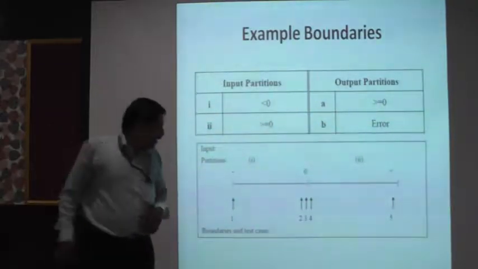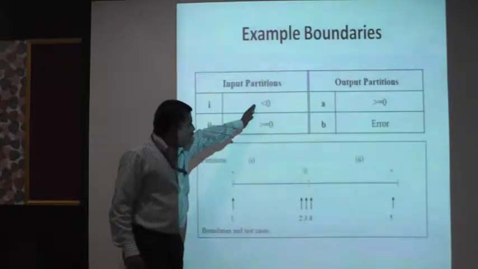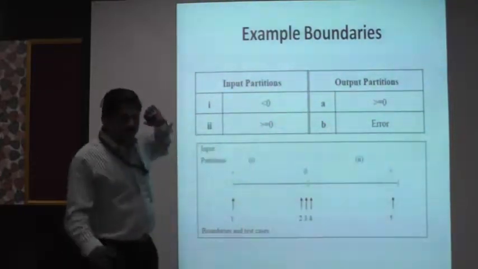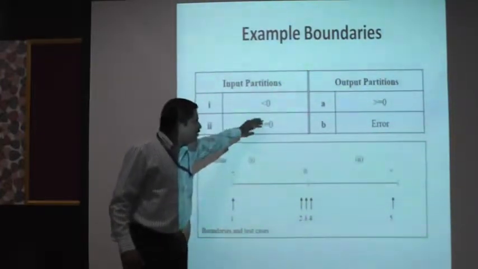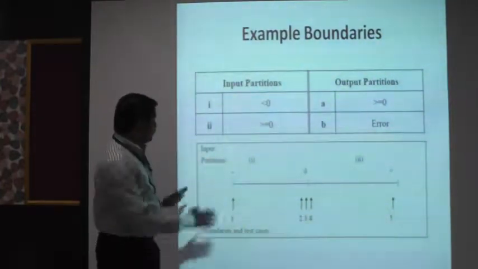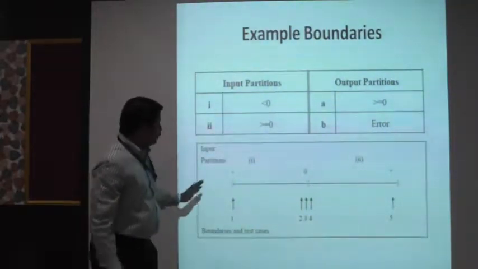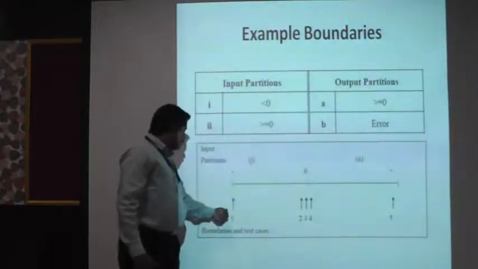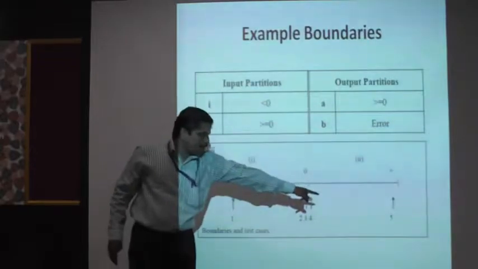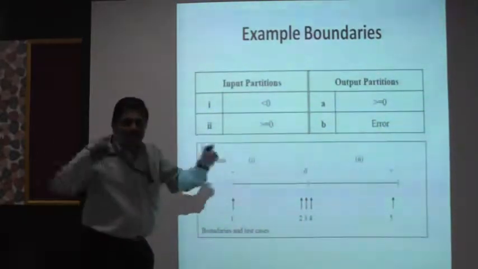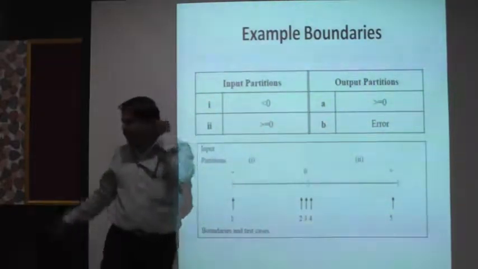So let us see again the example of the boundary value. Here the input is for the square root of 4. If it is less than 0, it should get an error. If it is greater than or equal to 0, it should print the output. This is 0, the lower limit, and that is the upper limit. So here I am setting the boundary values as 1 for the lower limit and 5 for the upper limit. Within this range only, I can give my inputs. Hope you are clear with this.